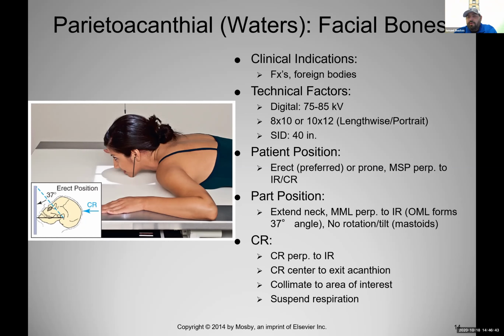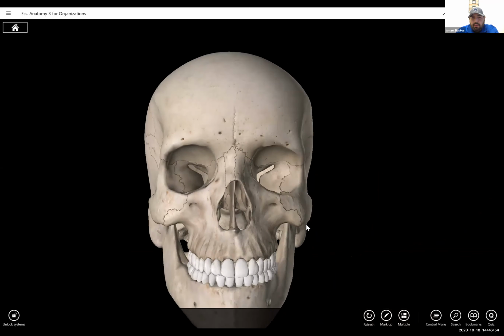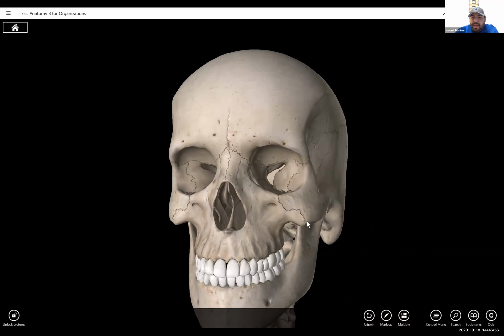Tripod is where it kind of breaks off a portion of the orbit there. All right, so if we look here, a tripod would mean that you would have a fracture here, here, and then back here. So it kind of breaks off in three parts and it really breaks off this zygoma there. Okay, that is a tripod.